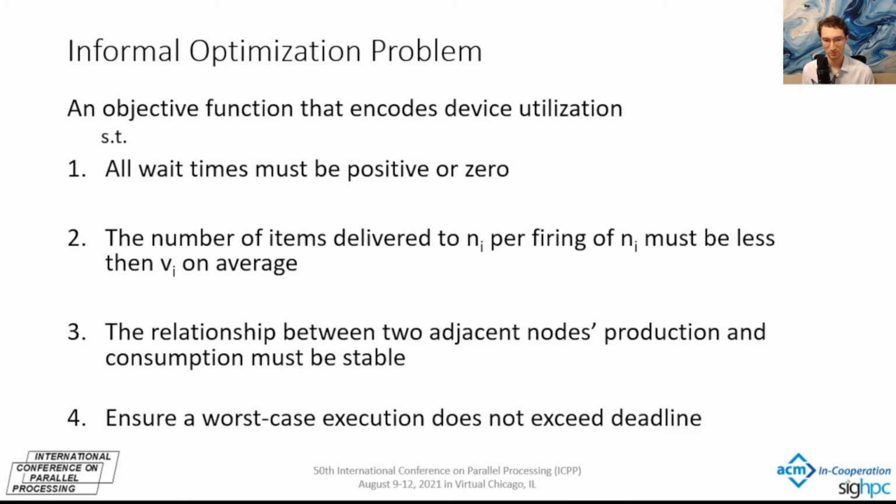Informally, we define this optimization problem with an objective function that encodes device utilization, subject to all wait times being positive or 0, the average number of items delivered to a node being less than its vector width on average so the node doesn't back up, the relationship between two adjacent nodes being stable, and the worst-case execution not exceeding stated deadlines. This stability relationship is tuned with a user-selectable term B_i for each node and allows us to adjust what the acceptable misfraction for a particular pipeline is.